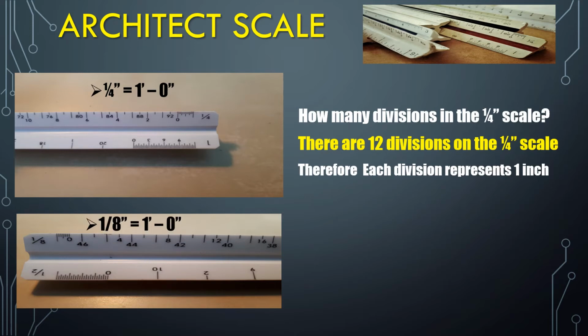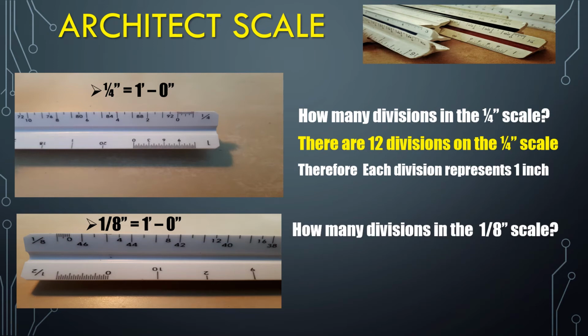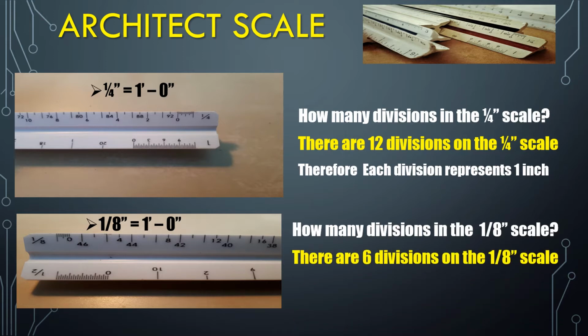So let's look at the 1/8 scale. Let's say 1/8 of an inch equals 1 foot 0 inches. Okay, and here we can see the 1/8 scale. There's the divisions. It starts at 0. It goes 1, 2, 3, 4, 5, 6, 7, 8, and so on. How many divisions in the 1/8 scale right here? How many do you count? And again, you don't count the 0. So there's 6 divisions on the 1/8 scale.